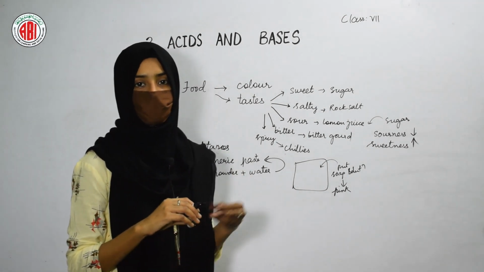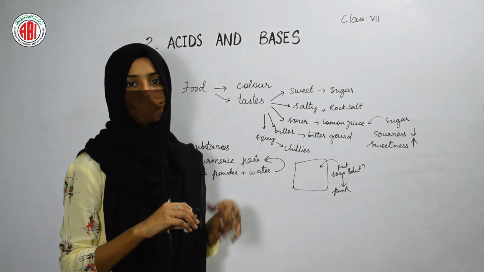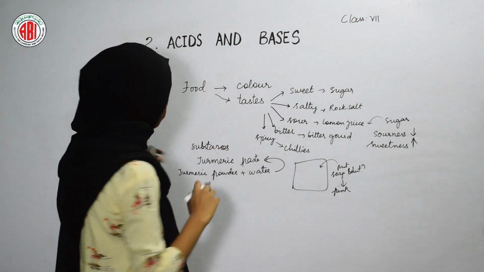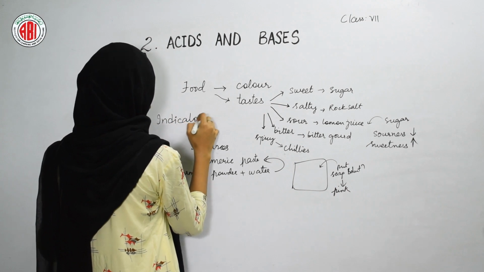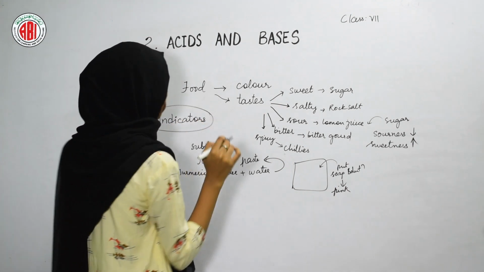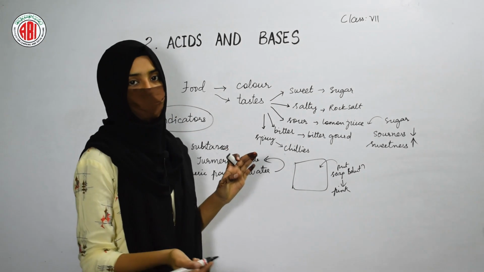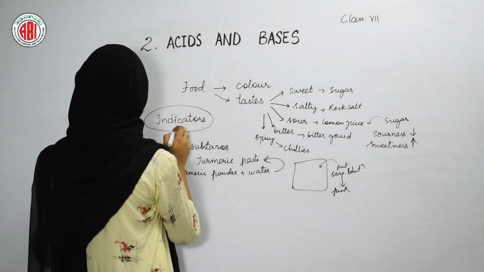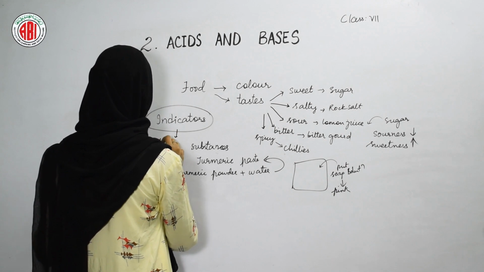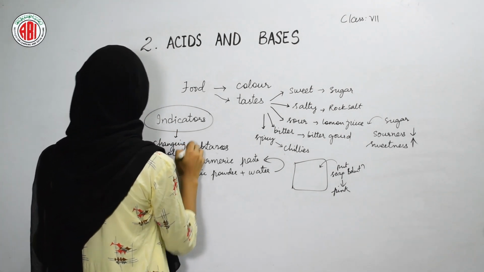The substances that help in changing the color of other food products or other substances are called indicators. Indicators are nothing but the substances which can change the color of other substances. So this is how indicators function, by changing the color of the other substance.